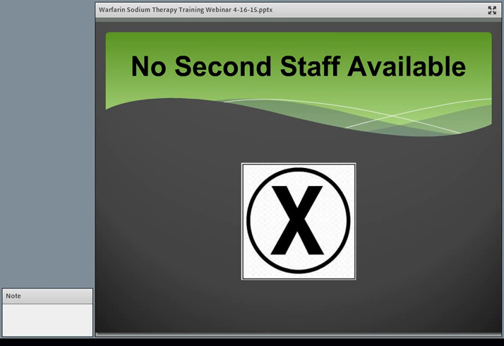If only one certified or licensed staff is available, the dose may still be administered. To document this, the first staff enters a circled X in the second check medication box. The circled X indicates a second certified staff was not available to verify the dose. A circled X may be utilized and added to the acceptable code list on warfarin sodium med sheets only. An additional progress note would not be required.